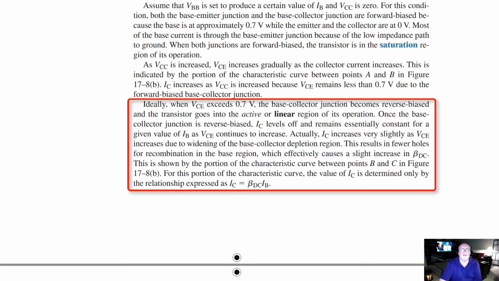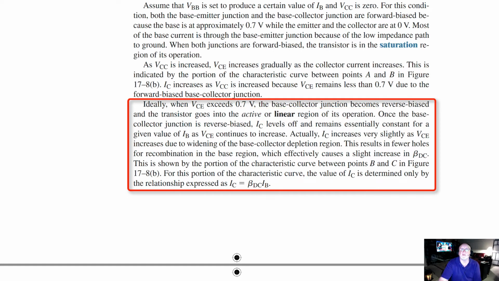Ideally, when VCE exceeds 0.7 of a volt, the base-collector junction becomes reverse biased and the transistor goes into the active or linear region of its operation. Once the base-collector junction is reverse biased, I sub C levels off and remains essentially constant for a given value of I sub B as VCE continues to increase.